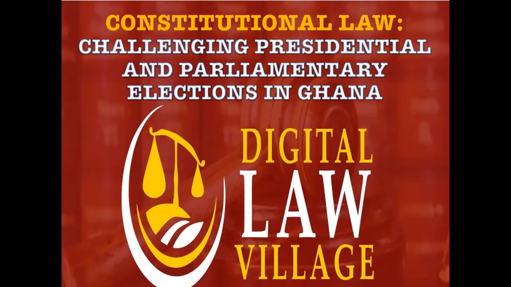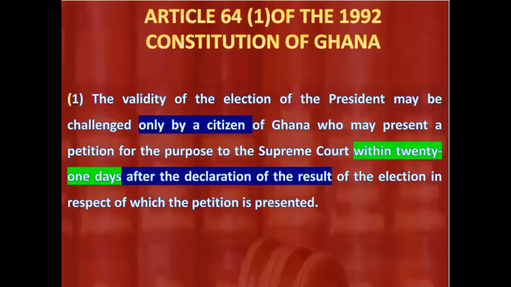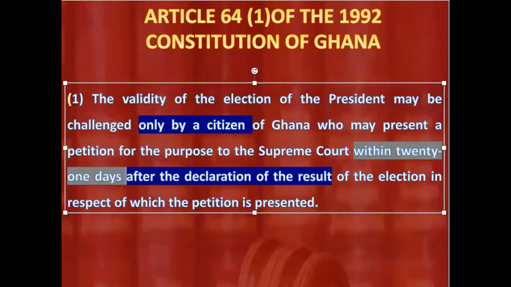So when it comes to a challenge in respect of a presidential election, Article 64 of the 1992 Constitution is very instructive. Article 64 of the 1992 Constitution provides as follows. It indicates that, and I quote, the validity of the election of the president may be challenged only by a citizen of Ghana who may present a petition for the purpose to the Supreme Court within 21 days after the declaration of the results of the election in respect of which the petition is presented.